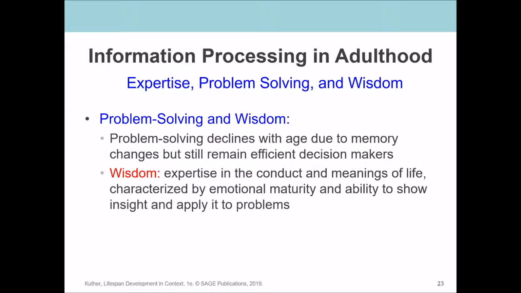Wisdom, I think, is a really interesting area of research, and so I wanted to elaborate on this just a little bit more. Your book defines wisdom as expertise in the conduct and meanings of life, characterized by emotional maturity and the ability to show insight and apply it to problems. So, just extending this a little bit, there's a researcher with the last name of Jest, J-E-S-T, who found overlaps in modern science and ancient philosophy that point to 6 key qualities of wisdom. And here are those qualities of wisdom.